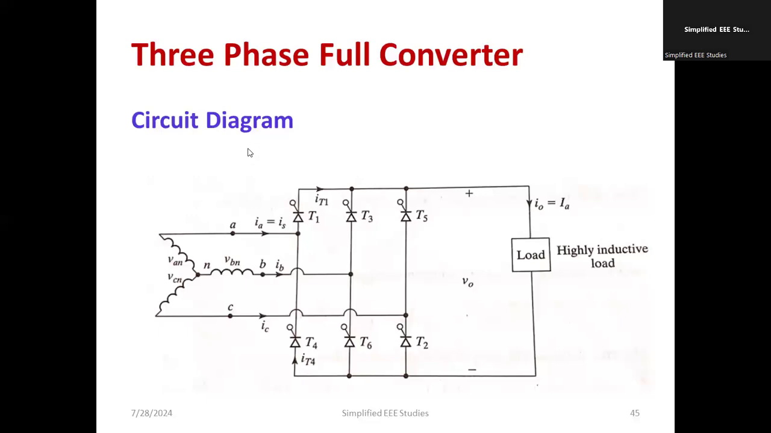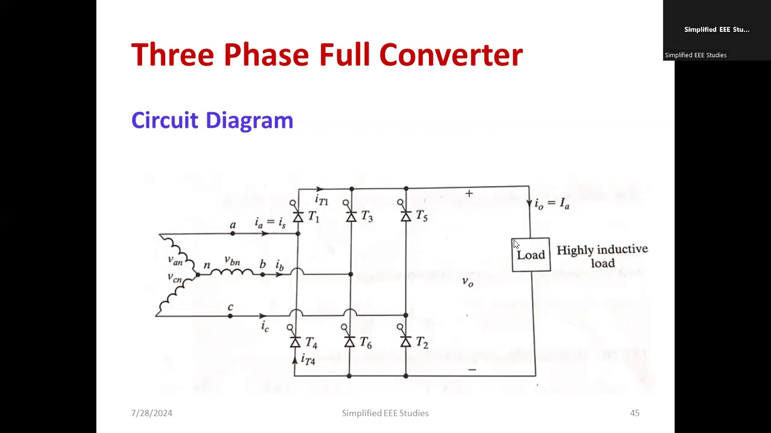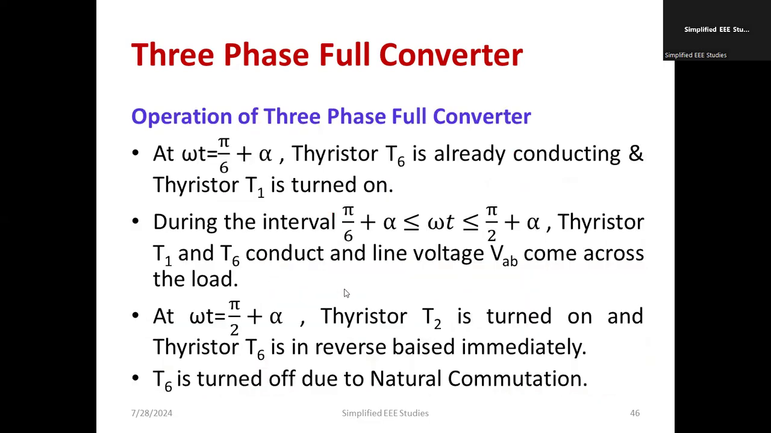For example, take one cycle, T1, T6. Here at omega t equal to alpha plus pi by 6, T6 is already conducting and T1 is turned on. During this interval, the conduction angle is alpha plus pi by 6 to pi by 2 plus alpha. The thyristors T1 and T6 will conduct and the line voltage VAB comes across the load.